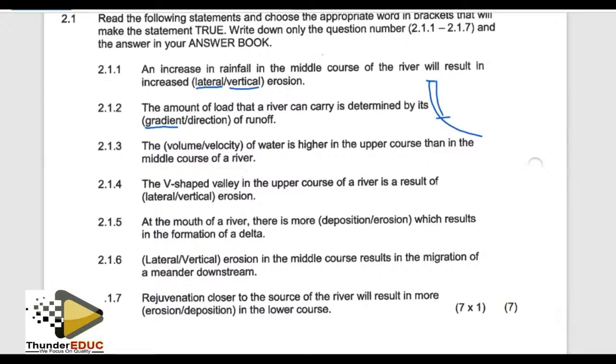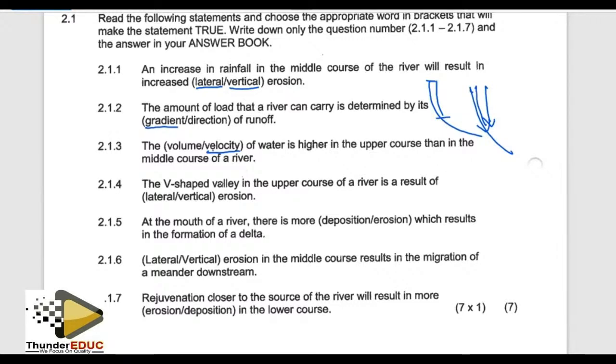2.1.3, the volume or velocity of water is higher in the upper course than in the middle course. So I think we are going to say that the volume, that is the amount of water, we know is less in the upper course. So this goes with velocity, or the speed. So the velocity of water is higher in the upper course than in the middle course, because we know that the upper course is very steep. If water is flowing over a steeper gradient, its velocity is very high, meaning water will be flowing so fast.